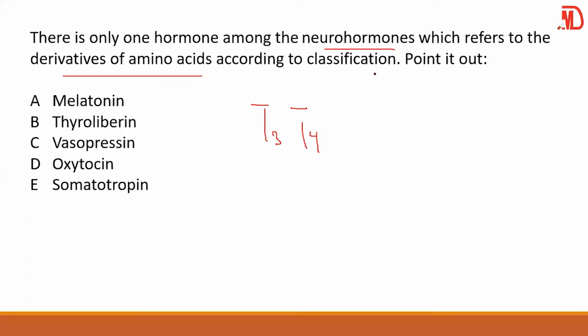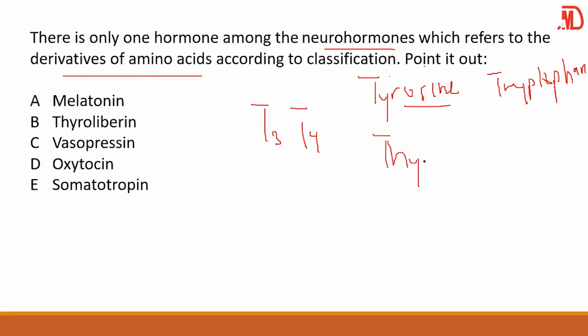So again, what are the derivatives of amino acid? We can think of tyrosine, then tryptophan. So we have tyrosine and tryptophan. These are derivatives of what? Of an amino acid. We can also talk about thyroxine, and we can talk about melatonin. All of these things are derivatives of amino acid.